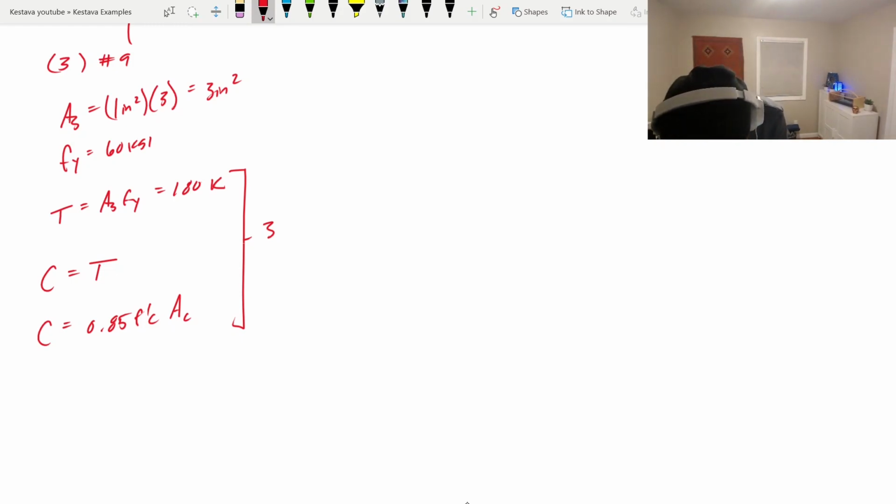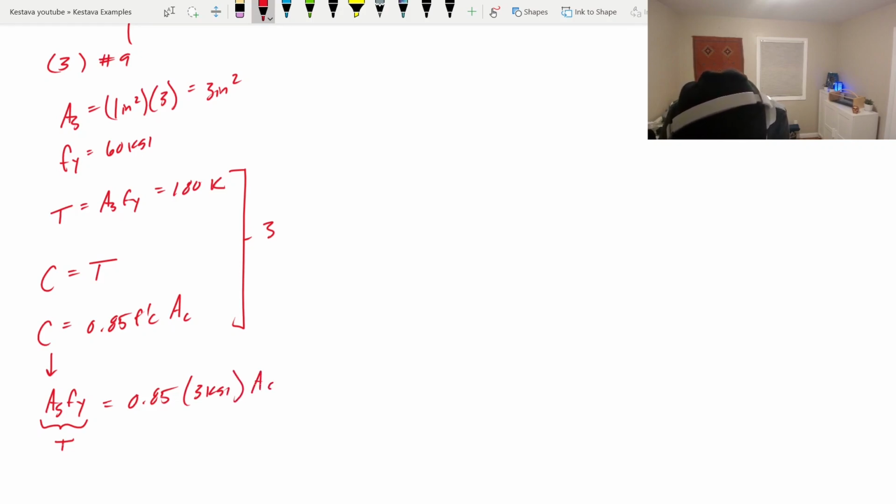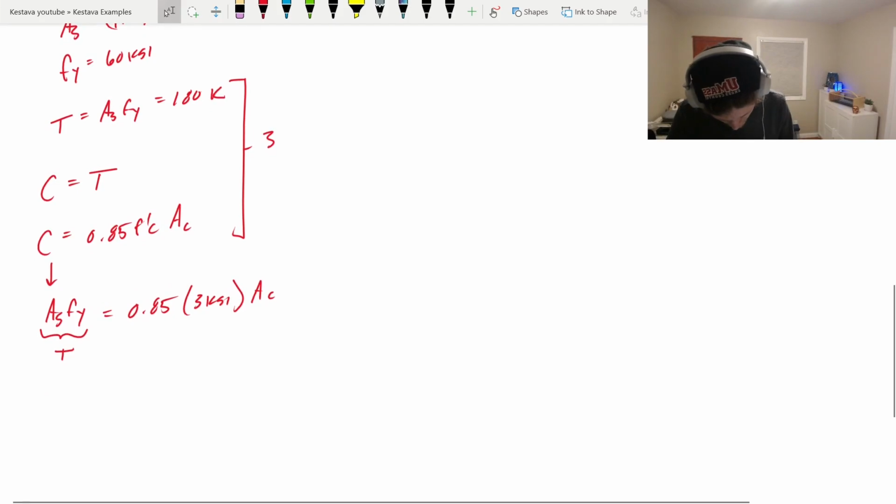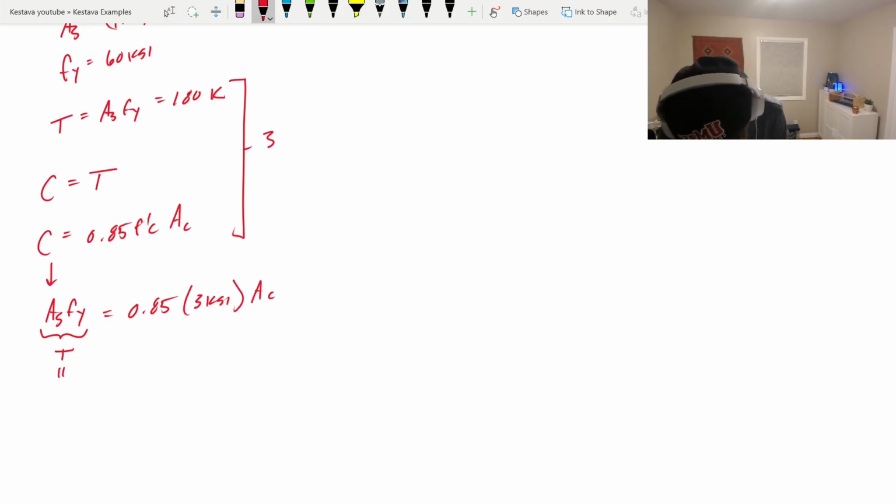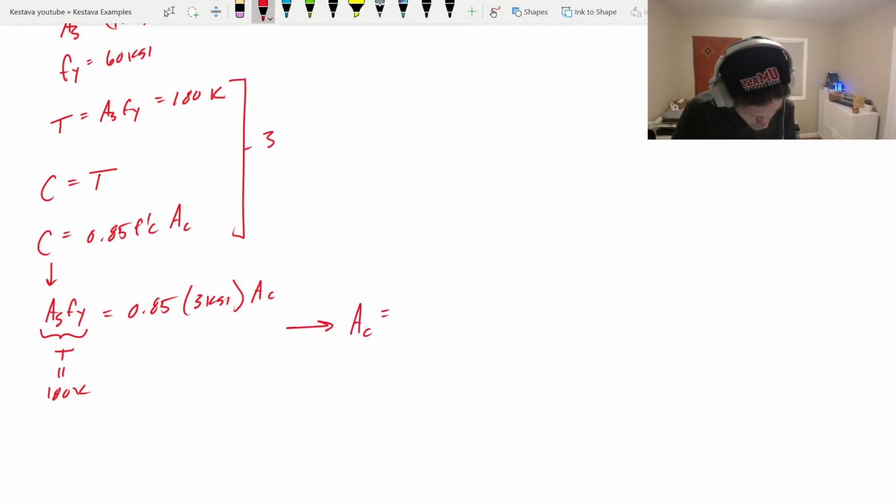So we're going to use these three equations in order to find what we want to find, because we know that we can rewrite it as A_s F_y, which is just T. We can substitute that in for C, and that's going to equal 0.85 times f'c, which is 3 ksi, or 3,000 psi, times A_c. And obviously, we know what T equals. We solved it above. That's 180 kips. So we can solve for everything to find the value of A sub C. A sub C just equals 70.6 inches squared.